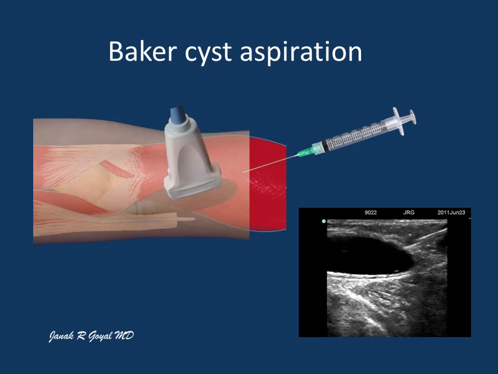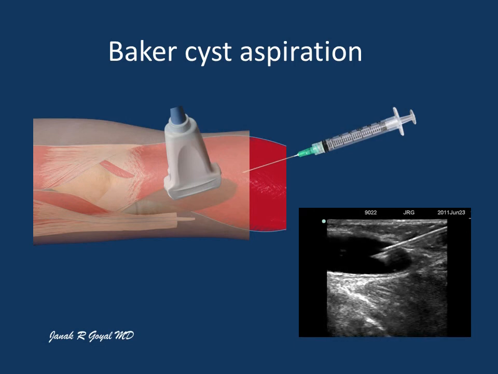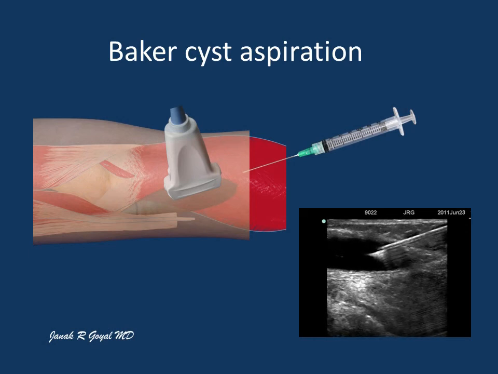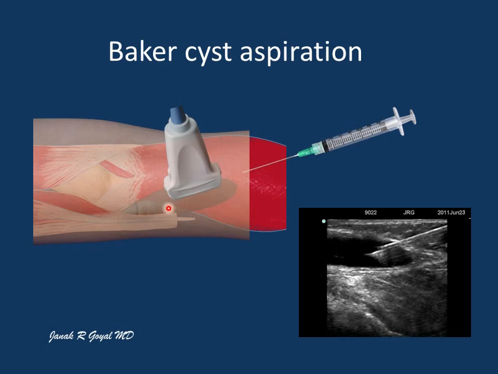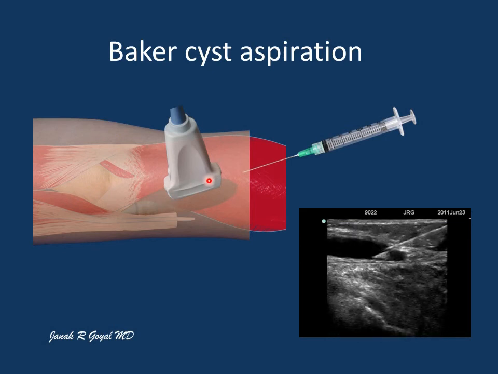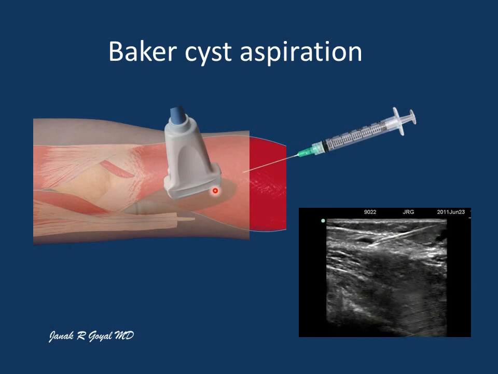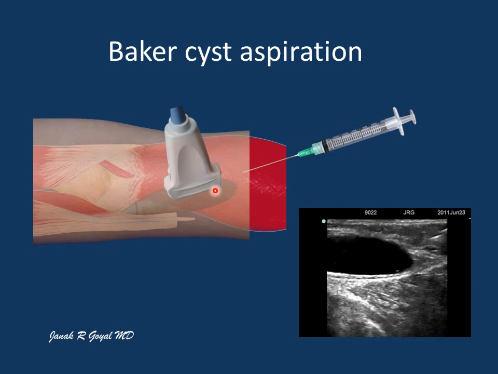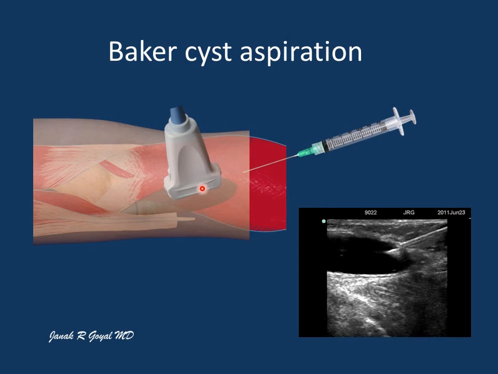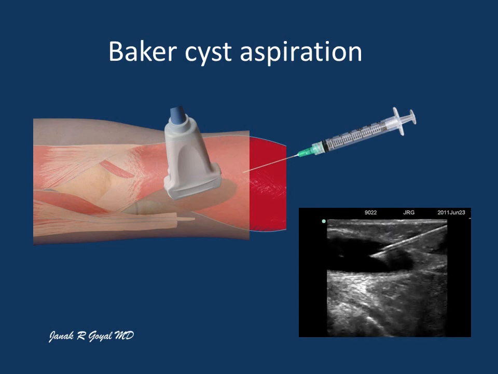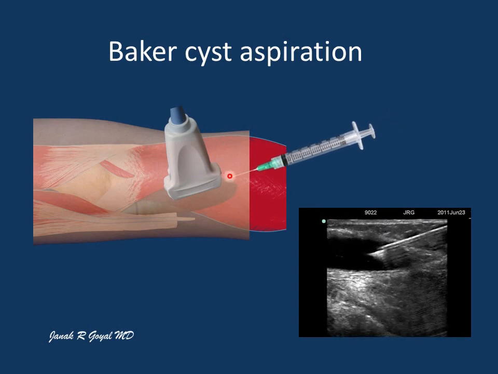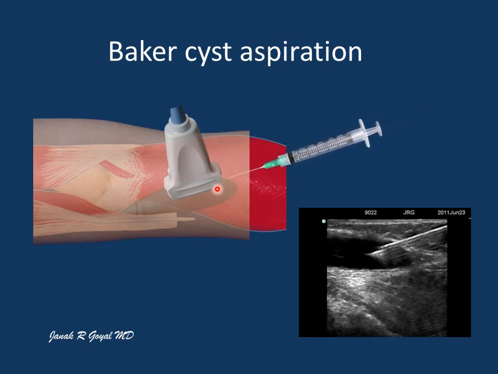The aspiration and injection of Baker cyst can be accomplished with many different approaches. I prefer a long axis in plane approach. The patient is placed prone with the leg extended. The transducer is placed on the long axis of the Baker cyst in a slightly oblique orientation to the calf. The needle is directed in plane to the transducer face and inserted in the lower pole of the Baker cyst, and here is your needle being inserted into the lower pole of the Baker cyst.